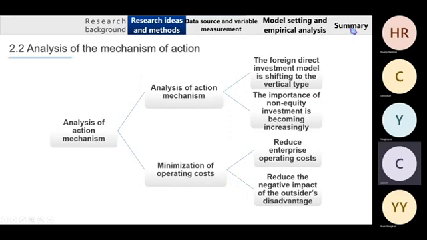Analysis of action mechanism is divided into two parts: the analysis of the action mechanism and the minimization of operating costs. The foreign direct investment model is shifting to the vertical type, and the importance of non-equity investment is becoming increasingly prominent. Minimization of operating costs is divided into reducing enterprise operating costs and reducing the negative impact of the outsiders' disadvantage.